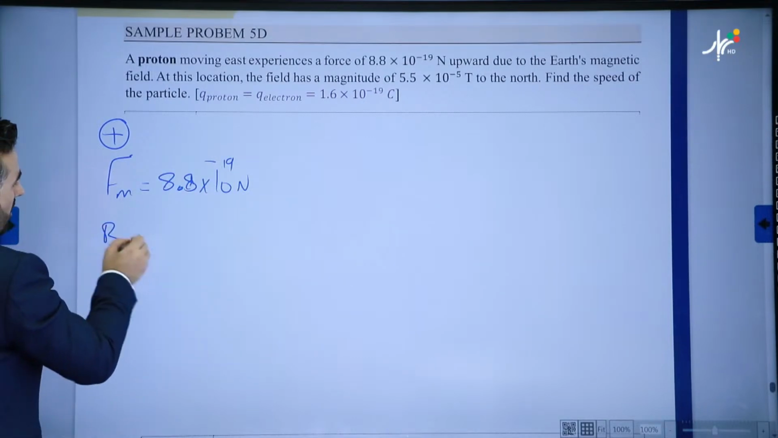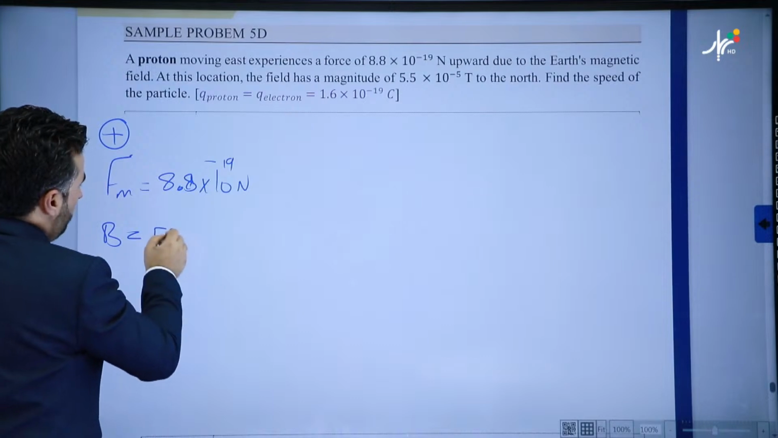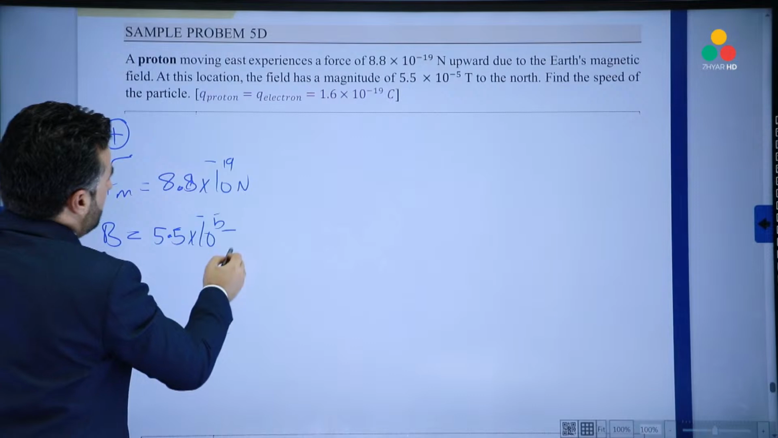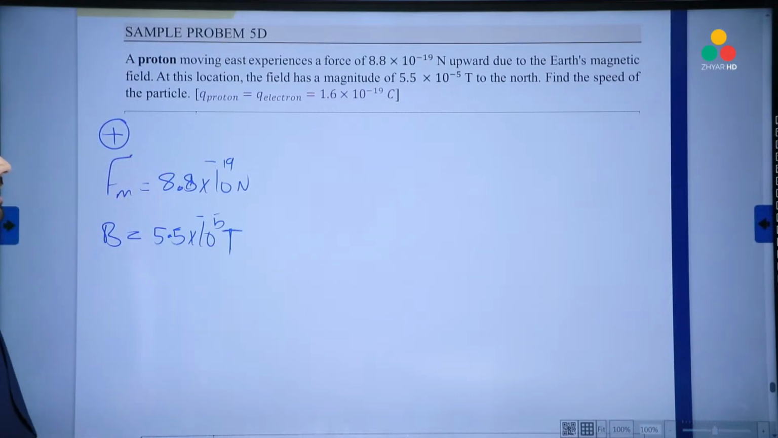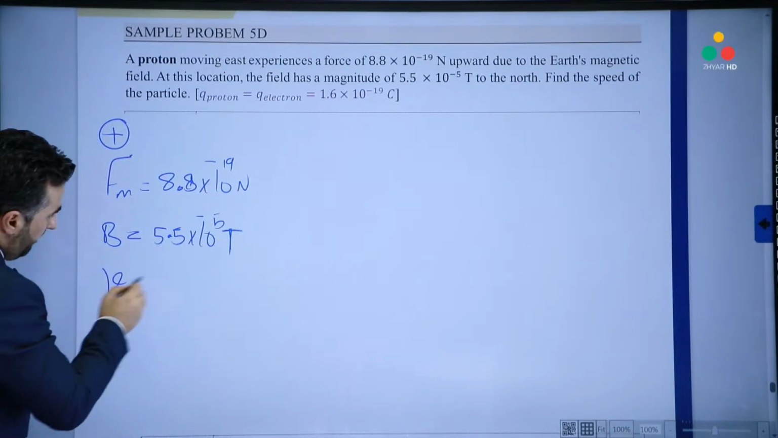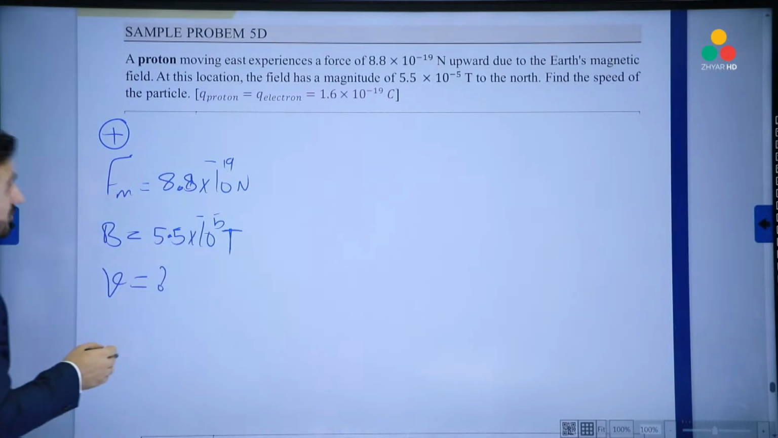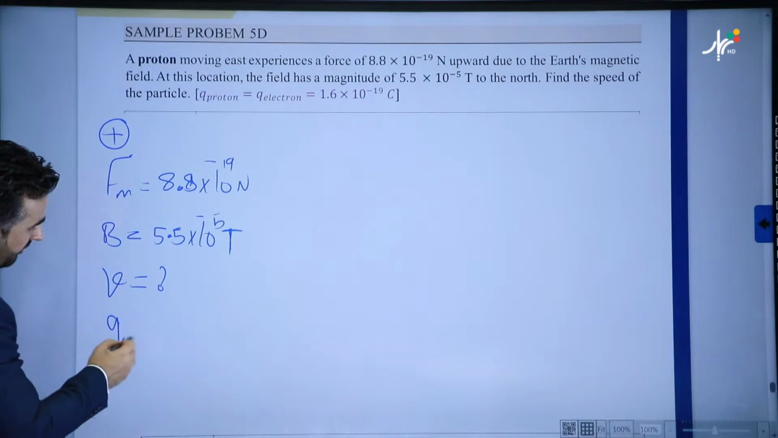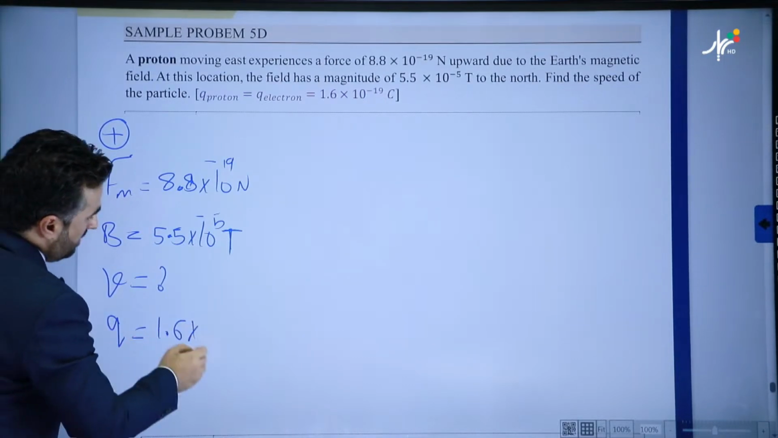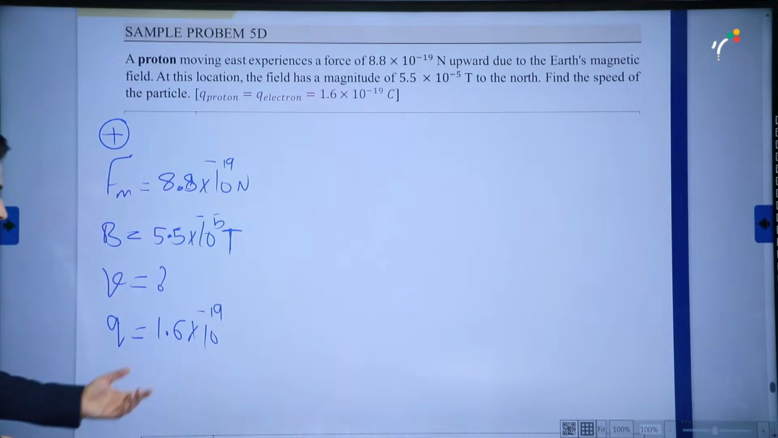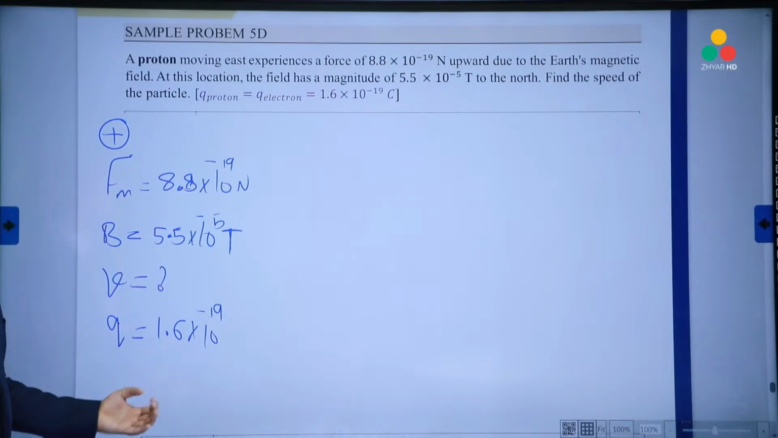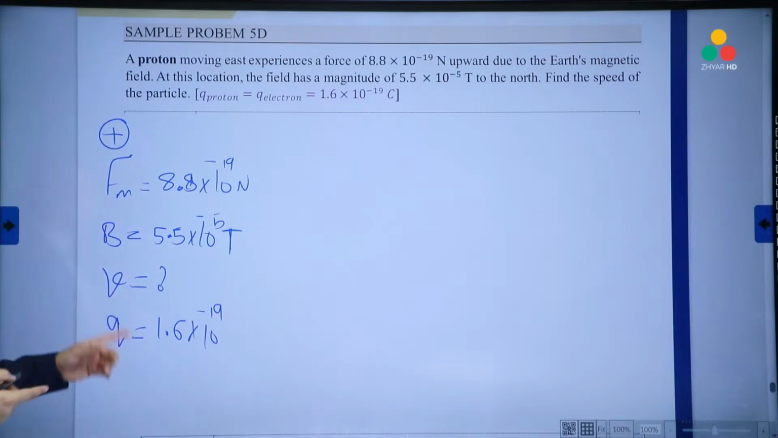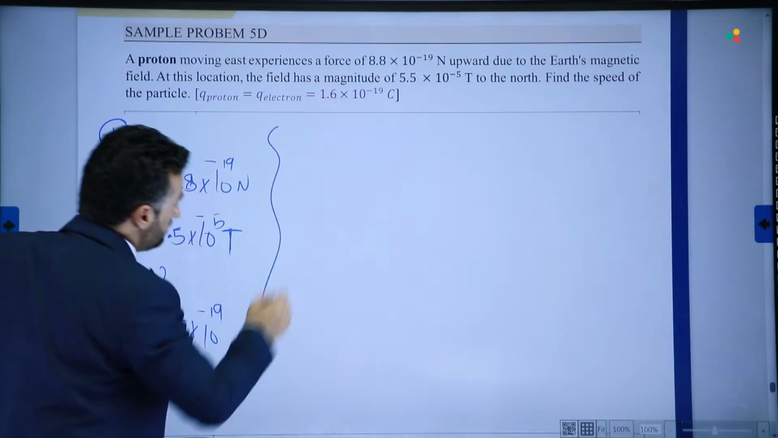We have the magnetic field strength, which is B basically equals to 5.5 times 10 to the power negative 5 Tesla. Okay, the strength of the magnetic field. Find the speed of the particle, yeah? So V is unknown. But remember this, since it is a positive charge, a proton, the magnitude for this charge is 1.6 times 10 to the power negative 19. We're not talking about whether the charge is positive or negative. We're just talking about the magnitude of this charge in here. So can we find the speed of the particle? Yes.